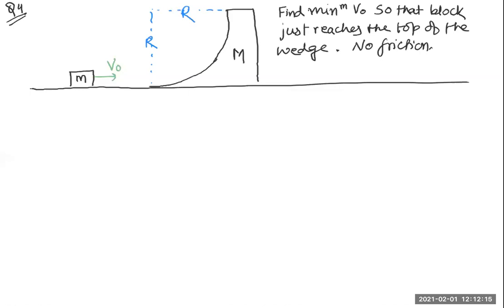ऐसा कैसे हो सकता है यार? How can velocity be equal to root 2v?